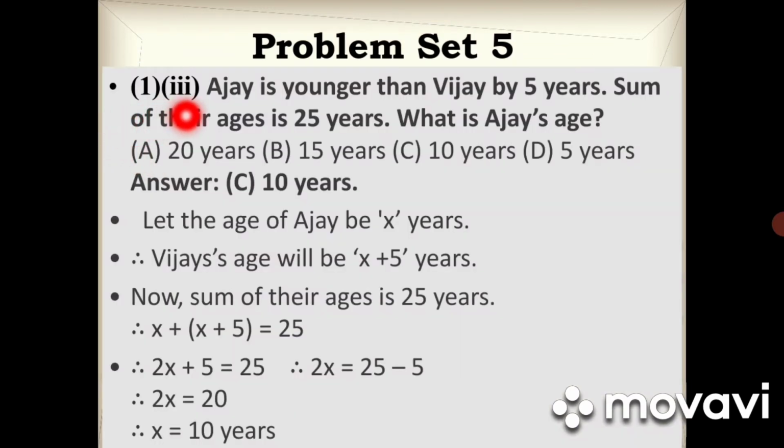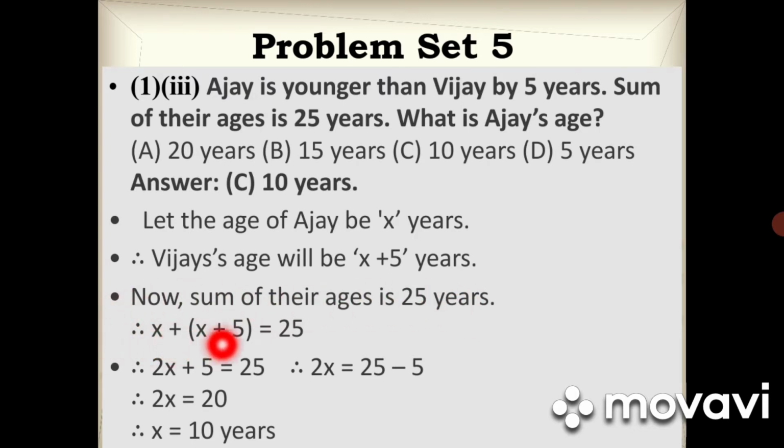Question 1, subdivision 3. Ajay is younger than Vijay by 5 years. Sum of their ages is 25 years. What is Ajay's age? Solution. Let the age of Ajay be x years. Therefore Vijay's age will be x + 5 years. Now sum of their ages is 25 years.